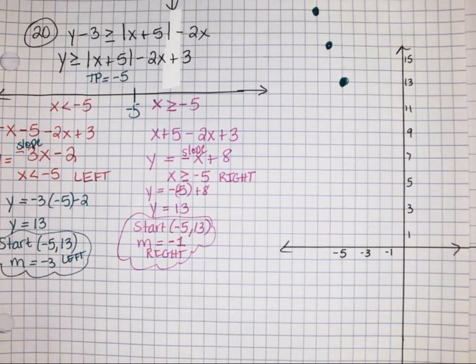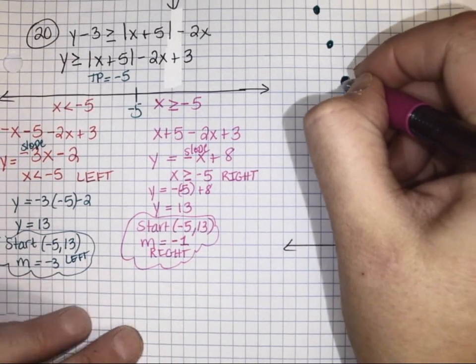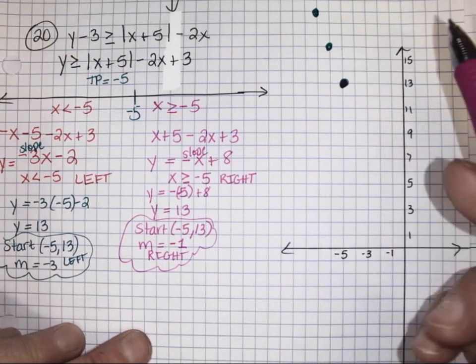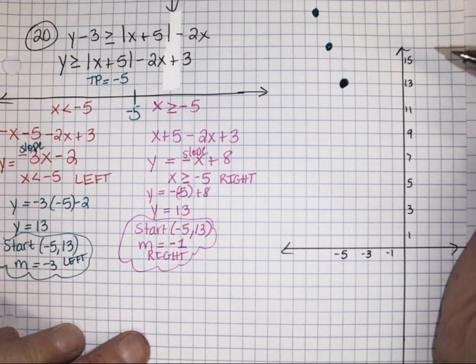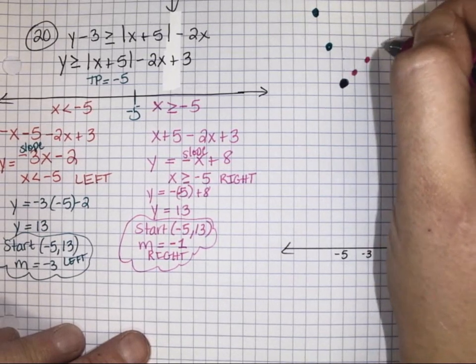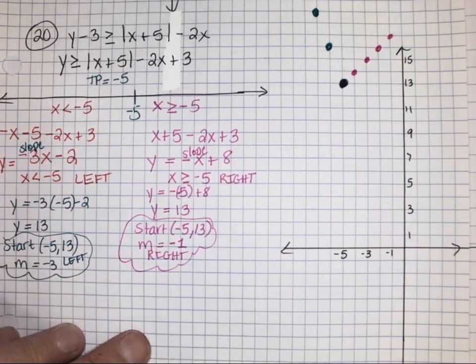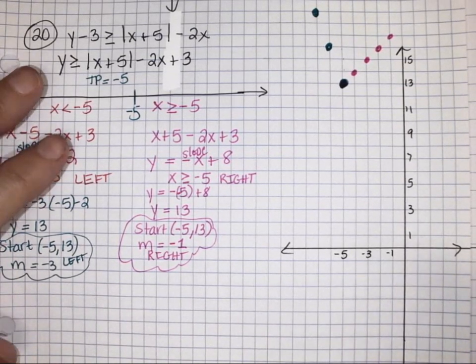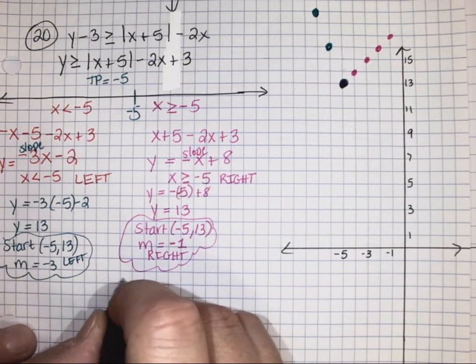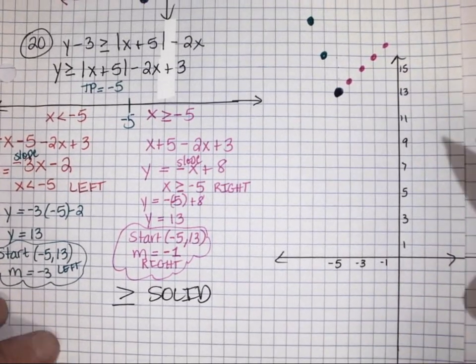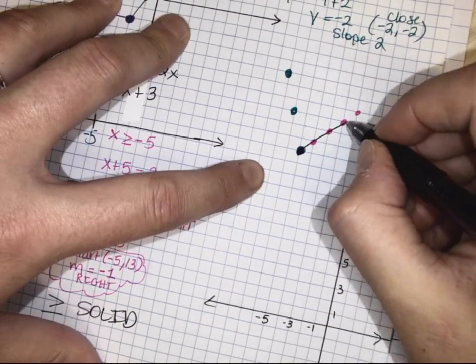Then the pink part also starts at (-5, 13). This is where it would actually get filled in because that's a filled-in hole. And then I would use my slope of -1. And go up 1, right 1, up 1, right 1, up 1, right 1, and so on. Okay, this is a greater than or equal to, so this is solid, and we want to test. So I know it's a solid graph, solid lines.